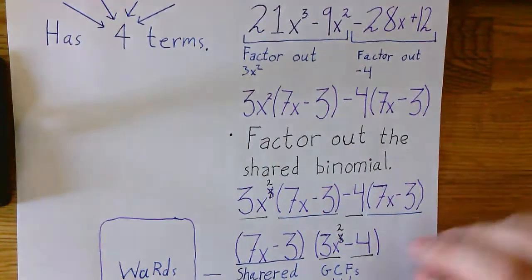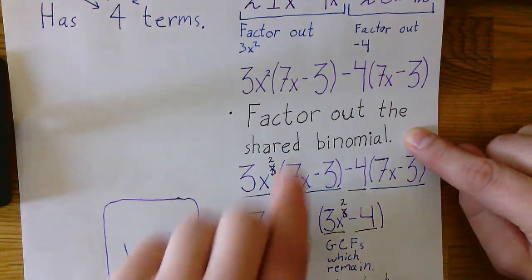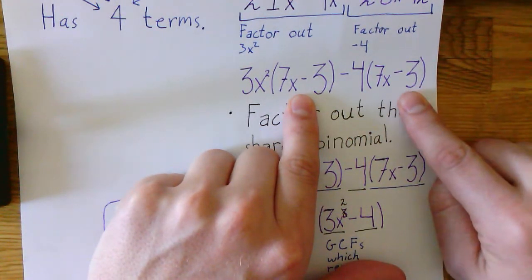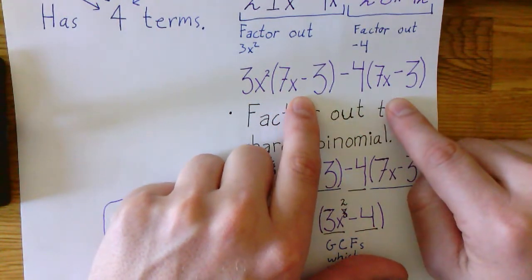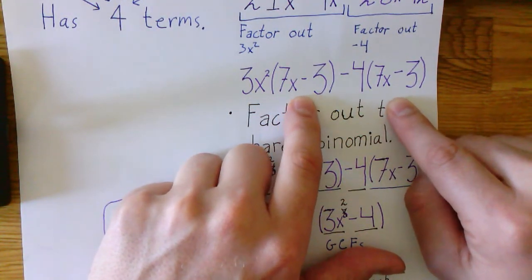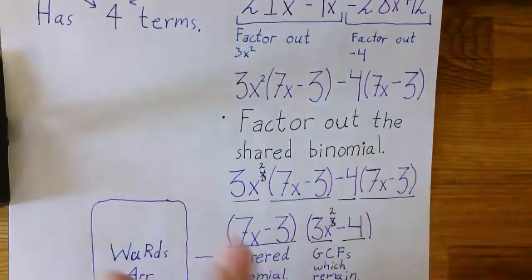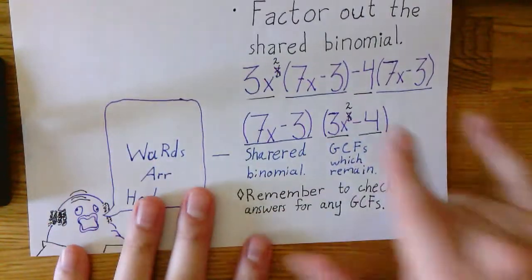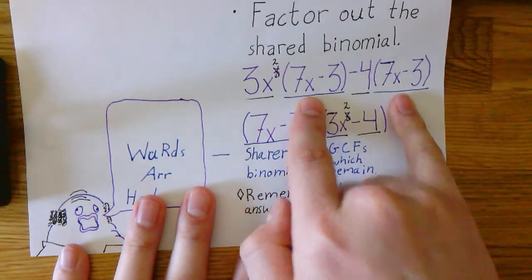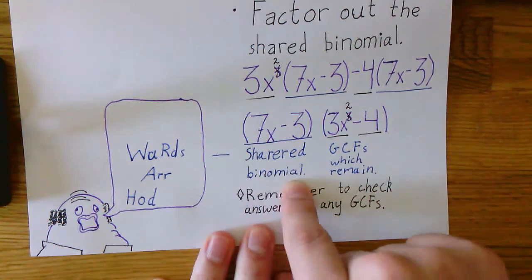Now, sorry, I have to rearrange my paper. I'm not a professional yet. We're going to factor out the shared binomial. See how this thing is there and it's also there? These terms share this binomial. That means it's a GCF. It's a common factor of these two terms. So let's factor that out. This thing comes out here in front. That's why it's called the shared binomial.